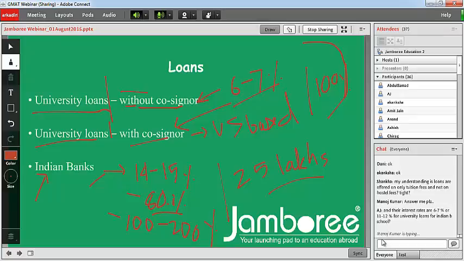AJ, your question is, their interest rates are 6 to 7% or 11 to 12, okay. AJ, for Indian B schools the rates are higher. Sometimes it's 10 to 11, but ISB, I think till last year they were giving at 9%, so it can vary from 9 to 12% for Indian.